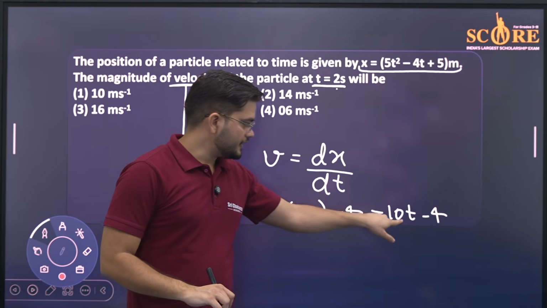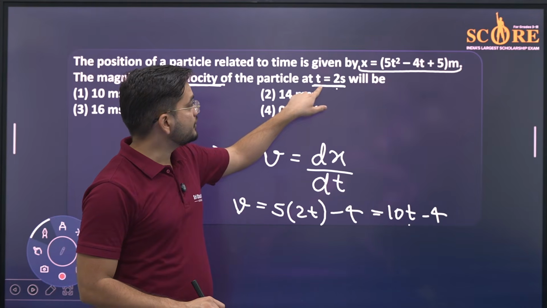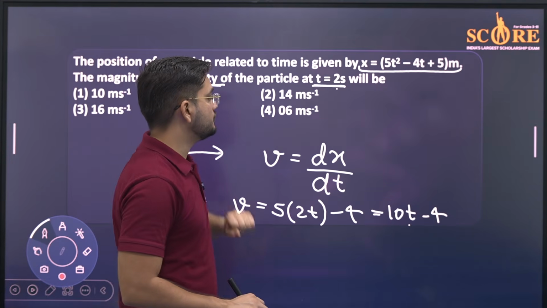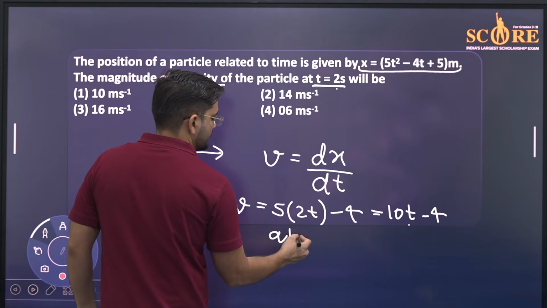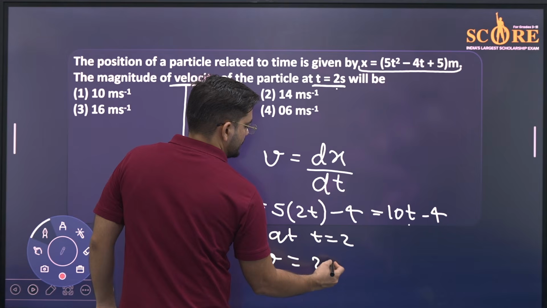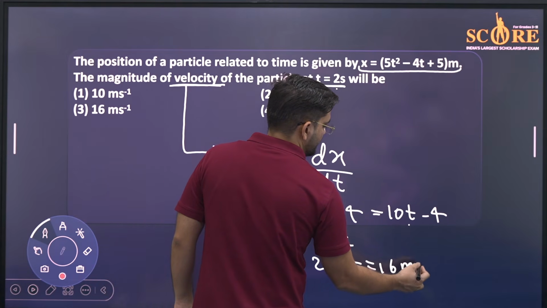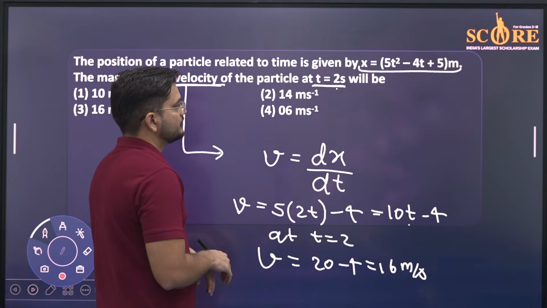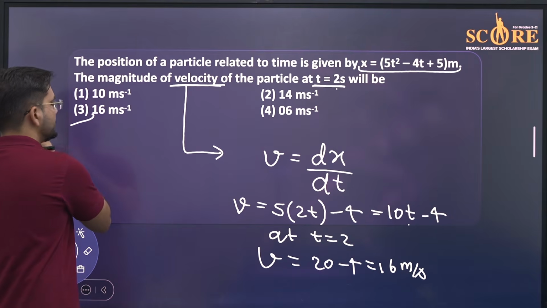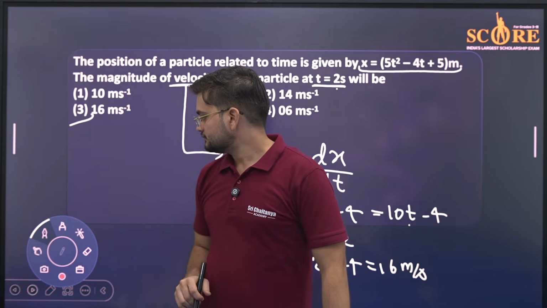If we put in the time, then we will get the velocity. At what time do we require velocity? t equal to 2 seconds. So at t equal to 2 seconds, v is 20 minus 4. 20 minus 4 is 16 meter per second. So the velocity at t equal to 2 seconds will be 16 meter per second. Got it?